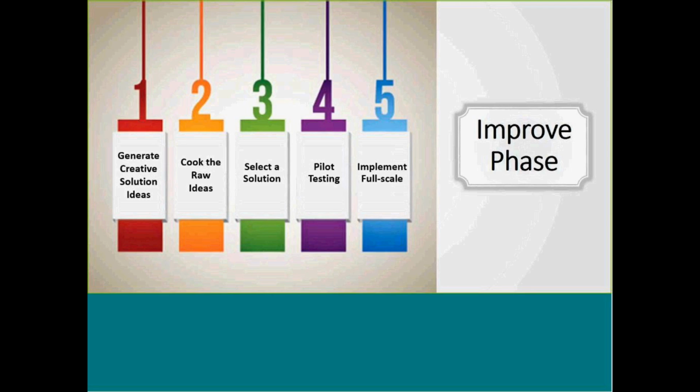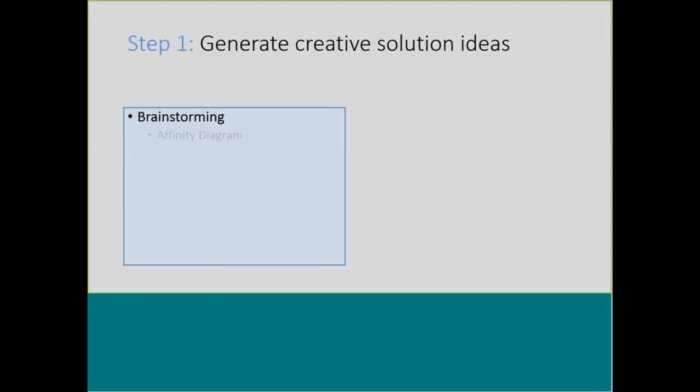Let's dive into the Improve phase. There's 5 key things that I want everyone to take note of when we dive into the Improve phase. First, generate creative solution ideas. Step 2, cook those raw ideas. 3, select a solution. 4, run pilot testing. And 5, actually implement your project on a full scale.